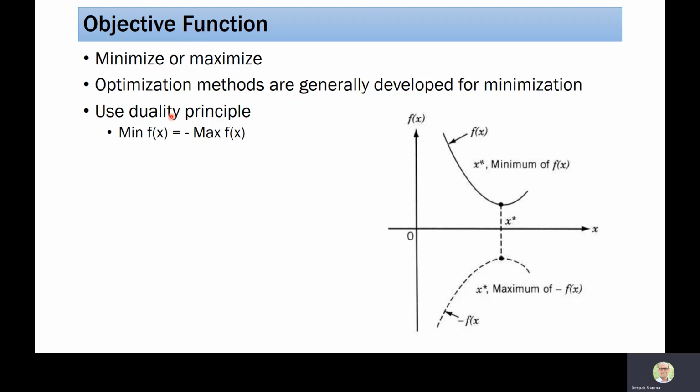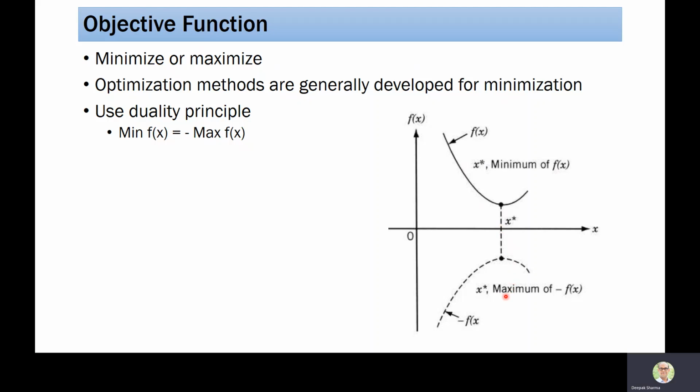In this case, we can use the duality principle. What do we mean by duality? The minimization of a function is equal to minus times the maximization of the function. Let us understand this graphically. We have this figure here. Above the x-axis, we want to minimize the function. You can see the function, and when we are minimizing, this is the point where the function is minimum, corresponding to x star.